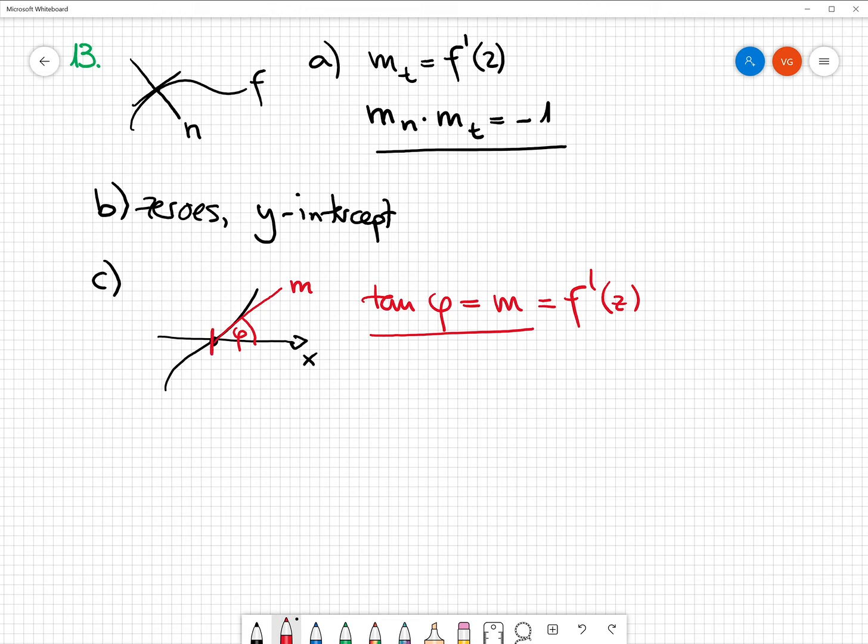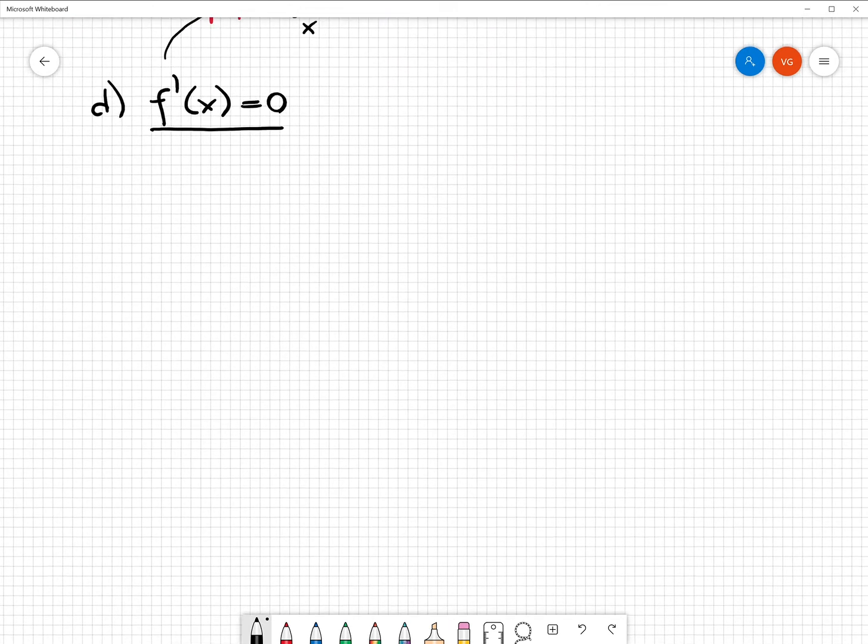In D, find the exact x values of both stationary points. That should be straightforward, I think. Stationary point means f dash of x is 0, so you set this equation equal to 0. Alright, that's 13. Then 14. Here we're given an expression with a root and a product. You're going to need product rule and chain rule, both together.